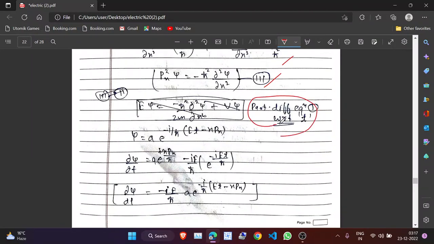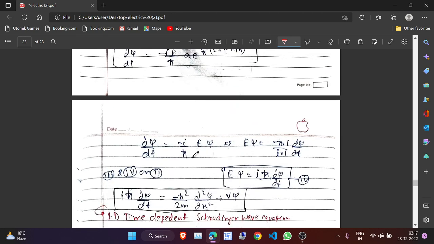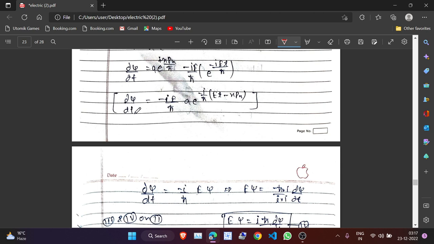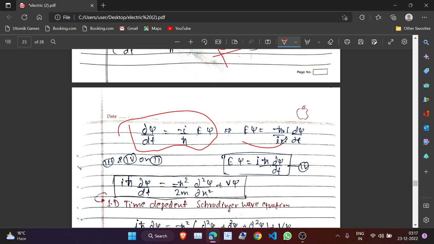So partial differentiation of equation 1 with respect to time gives a simple equation, that d psi upon dt is equal to minus E psi, and this is the value of psi itself, nothing more. And we got the value of E. Then we put the values of 3 and 4 that we got after differentiation into equation 2. So i h bar d psi upon dt is equal to this equation. So what is this?